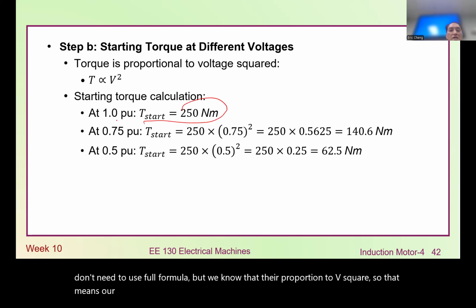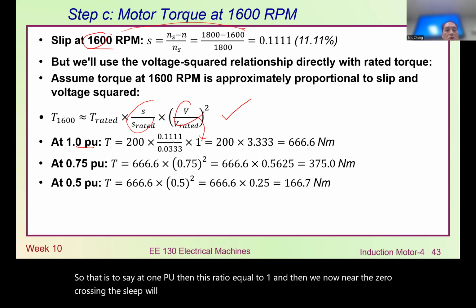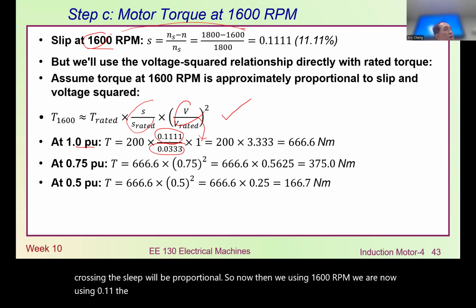Then we know that the relationship will have this relationship. So that is to say at 1 pu, this ratio equals 1. And near the zero crossing, the slip will be proportional. So now using 1600 RPM, using 0.11, the rated slip will be 0.33. Then using a simple relationship, we can get the torque value at a particular speed will be this one.